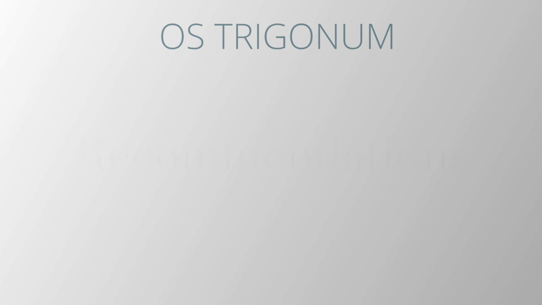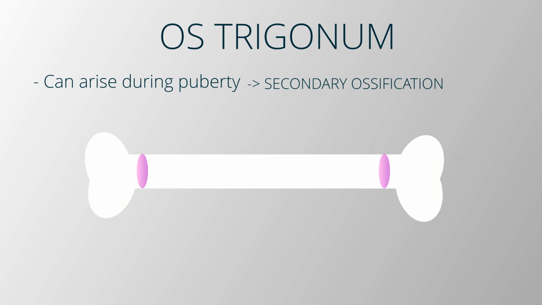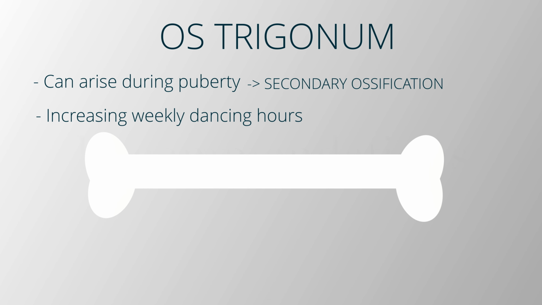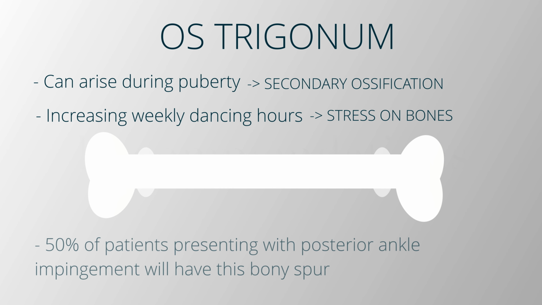The os trigonum can arise during puberty when a process called secondary ossification occurs. This is the process of cartilage present at the ends of the bones turning into bone, so that no more bone growth in length can occur. This usually coincides with dancers increasing their weekly dancing hours, which can put stress on the bones, contributing to the development of the os trigonum or bony spur. In 50% of patients presenting with posterior ankle impingement syndrome, this bony spur will be found.